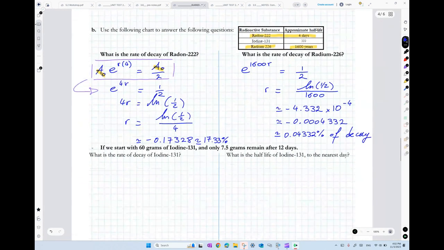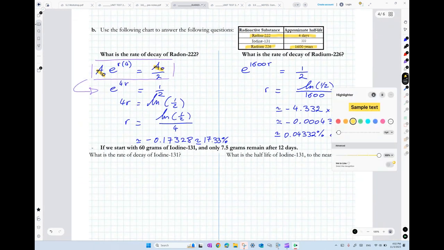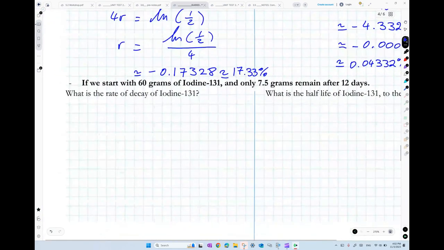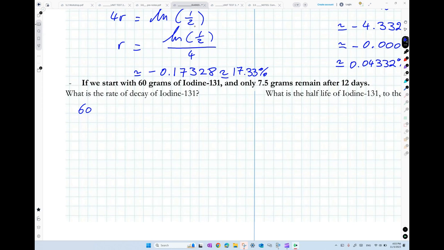This time I'm going to work with the iodine. So the half-life is not given to me, but I have a problem here. I start with 60 grams. So that's my starting value. And I'm going to use the continuous formula for decay. And after 12 days times the rate, I will be left with 7.5.